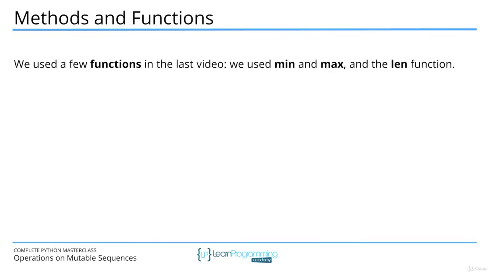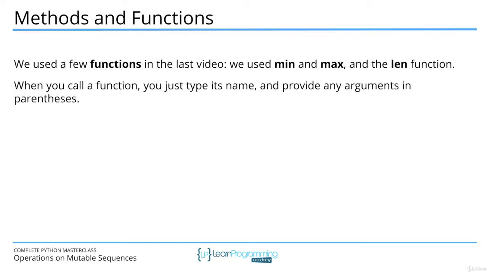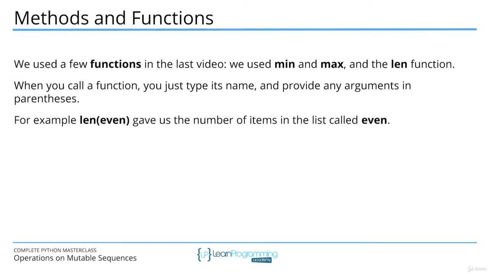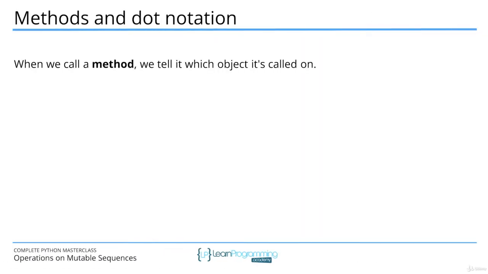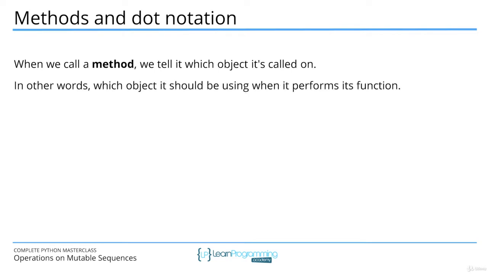We've used a few functions in the last video. We used min and max and the len function. When you call a function, you just type its name and provide any arguments in parentheses. For example, len and even in parentheses gives us the number of items in the list called even. When we call a method, we tell it which object it's called on. In other words, which object it should be using when it performs its function.